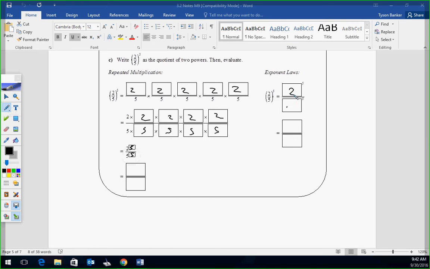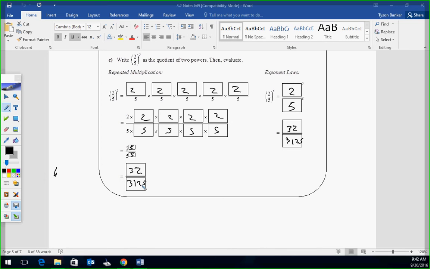Exponent laws just tells us to make it to the 5th for top and bottom. It's kind of like distribution in a way. Okay, which 2 to the 5th is 32. And 5 to the 5th, is that 3,125? Yeah. Okay, there we go.